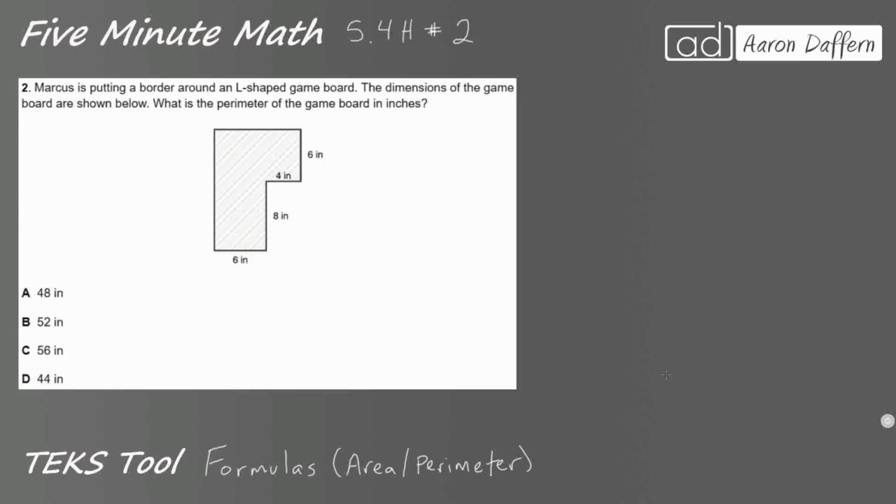So Marcus is putting a border around an L-shaped game board. Now the L is kind of rotated, but we can see it here. And then we need to find the perimeter. All right, so what is the perimeter?